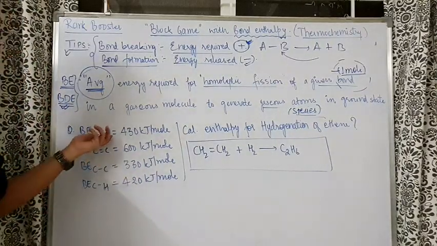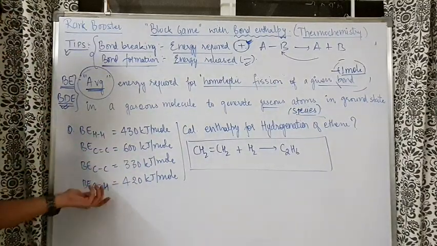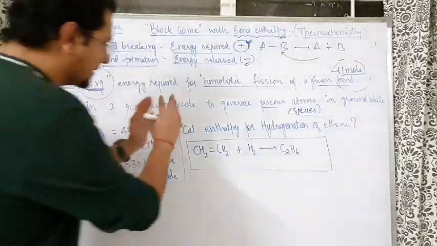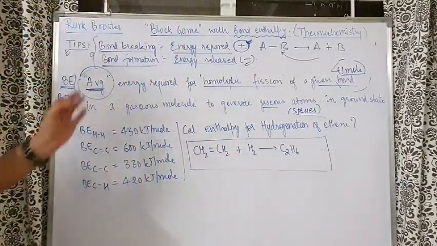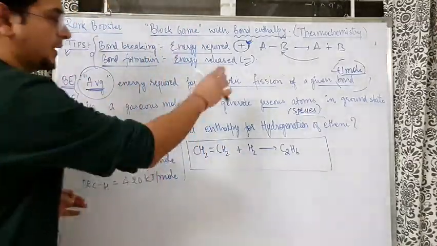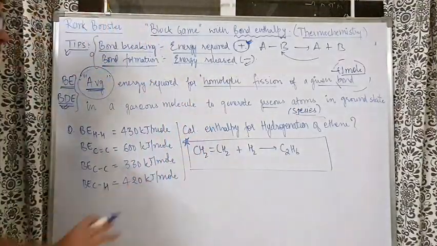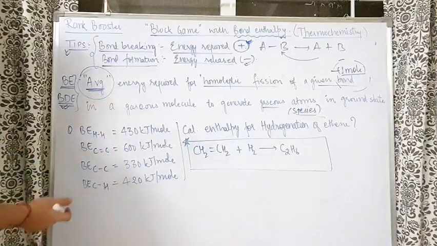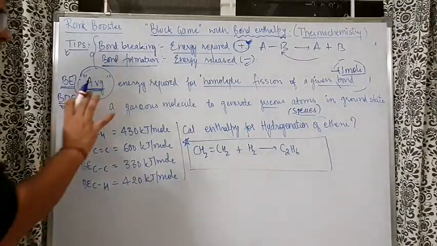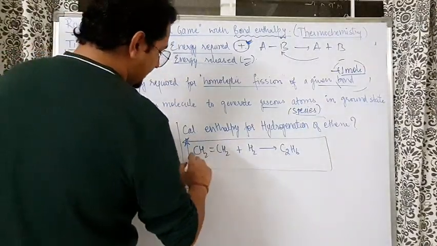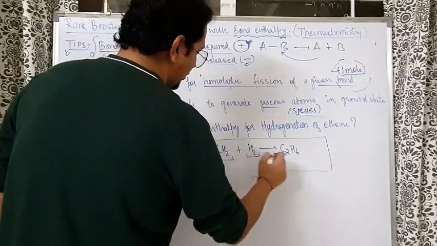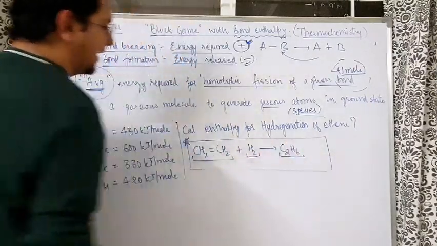So bond enthalpy of HH, C double bond C, C single bond C, CH is given to you. They are asking you to calculate the enthalpy of hydrogenation of ethene. Now this is the reaction for the enthalpy of hydrogenation of ethene. This may or may not be given in the question, so you should be knowing a little bit of organic chemistry also. This is ethene with hydrogen forms ethane.